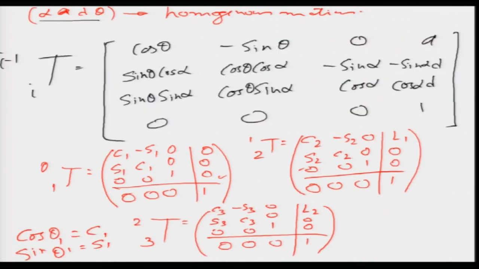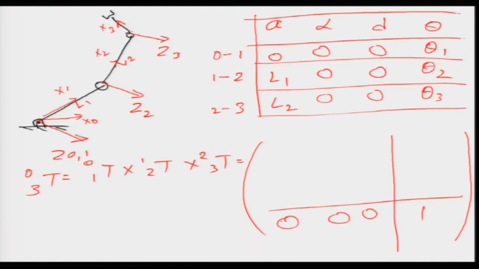Okay, so this into that into that. If you multiply it out, what you will get is cos(theta 1 plus theta 2 plus theta 3), minus sin(theta 1 plus theta 2 plus theta 3). This will remain as 0 0 1. Then sin(theta 1 plus theta 2 plus theta 3) and cos(theta 1 plus theta 2 plus theta 3). This will remain as 0 0 0.